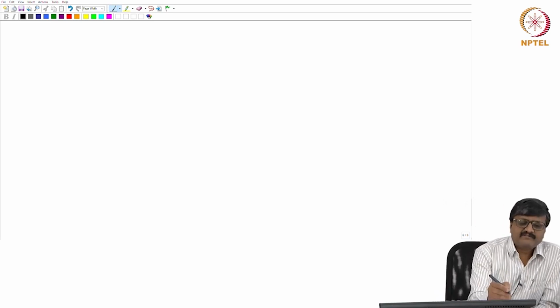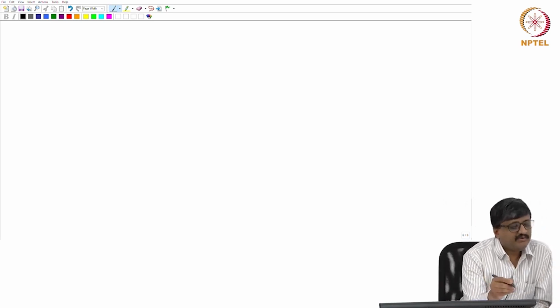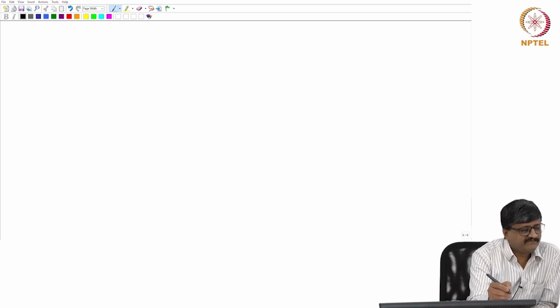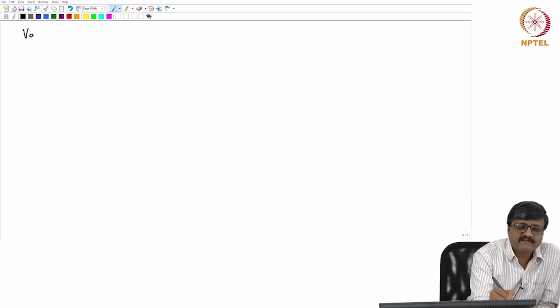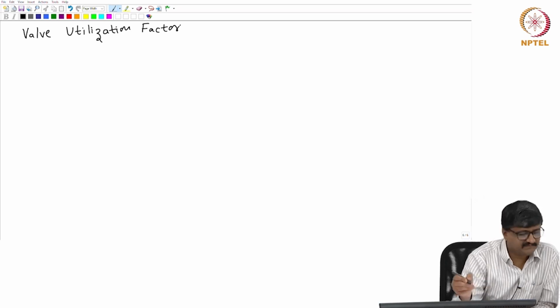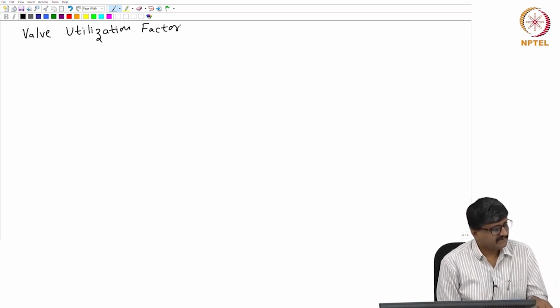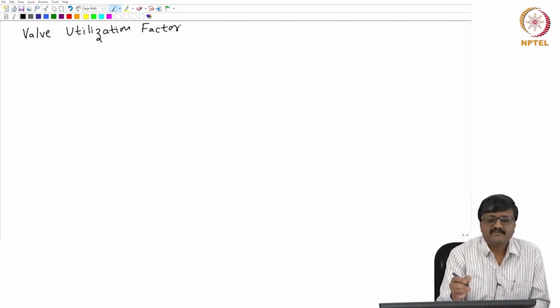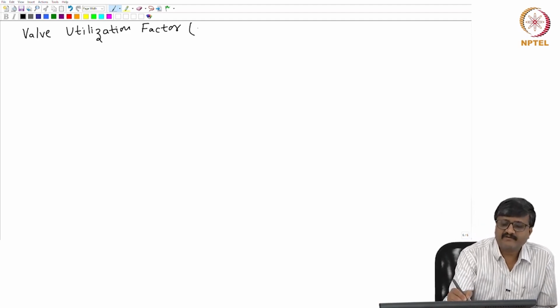So, we actually define two utilization factors. The first utilization factor is the valve utilization factor, abbreviated as VUF.